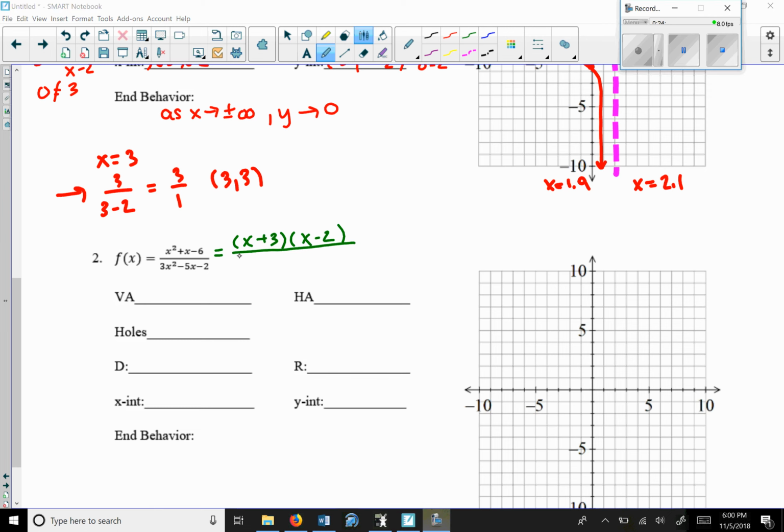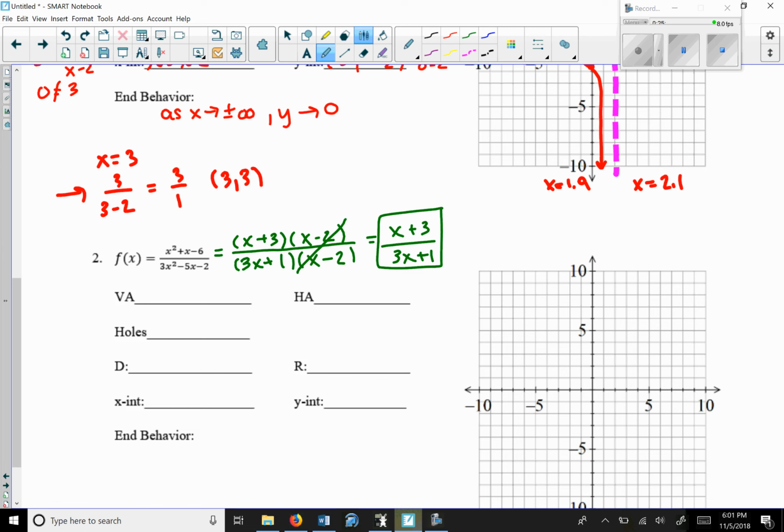And so when I factor my denominator, I get 3x minus 2 and x plus 1. Sorry, 3x plus 1 and x minus 2. So now that I have my equation factored, I can see that my x minus 2's cancel out, leaving me with x plus 3 over 3x plus 1. So that's my simplified answer.